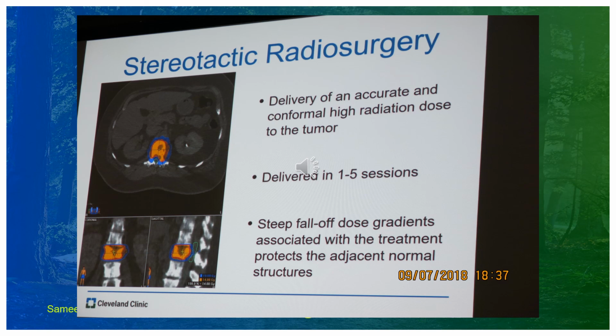Stereotactic radiosurgery is usually delivered in 1 to 5 sessions. It will cause a steep fall of dose gradients at the spinal cord, and it protects the adjacent normal structures. So it radiates the tumor while it protects the adjacent structures. Most importantly, the spinal cord. So in this way we can treat even resistant tumors.